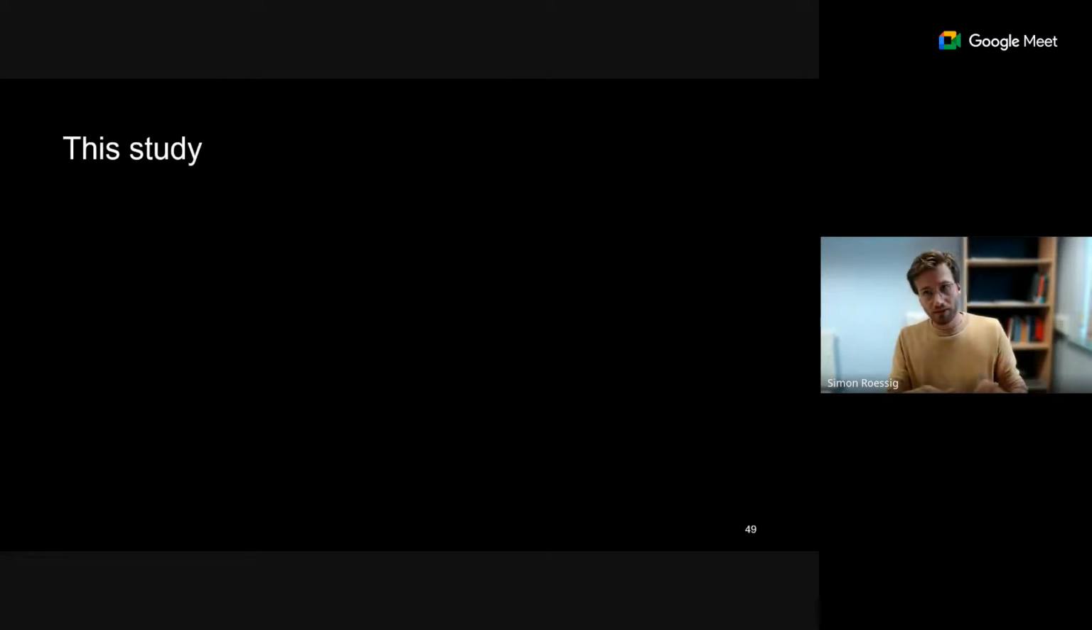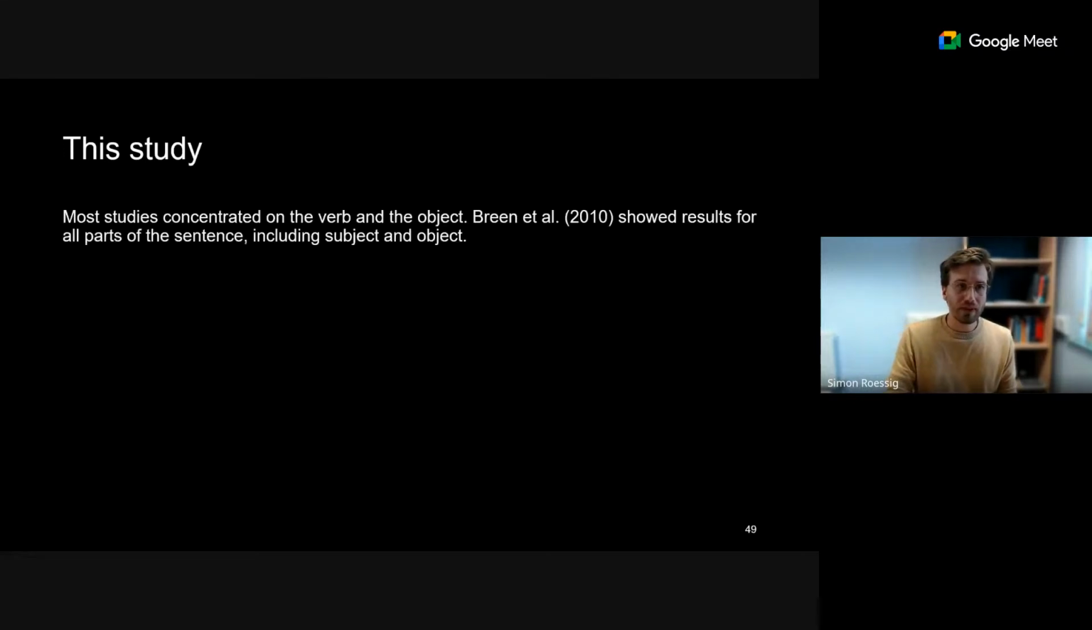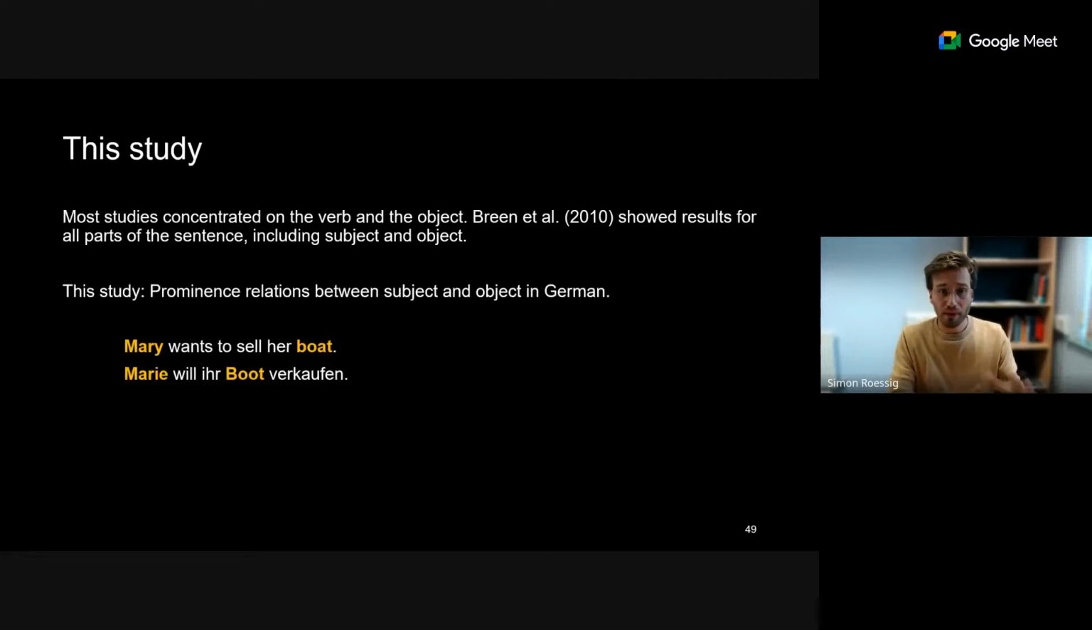So let's turn to the present study. Most studies have concentrated on the verb and the object. Breen et al. 2010, the study mentioned on the last slide, showed results for all parts of the sentence, including subject and object. For this study, prominence relations between prenuclear subject and nuclear object will be the focus.